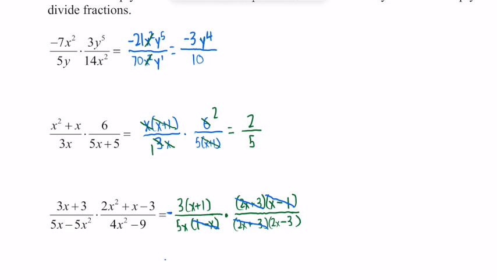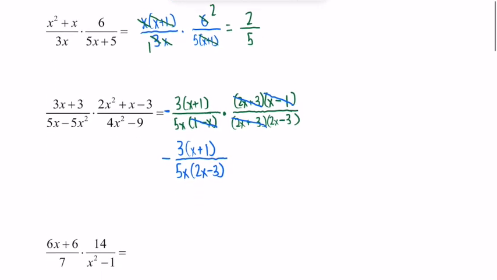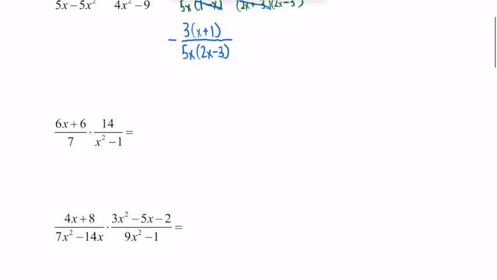So here, our simplified answer, we would have the negative of 3 times x plus 1 in the numerator. In the denominator, we would have 5x times 2x minus 3. If you would like to try the next two problems on your own, pause the video now and resume when you're ready to see the solution.